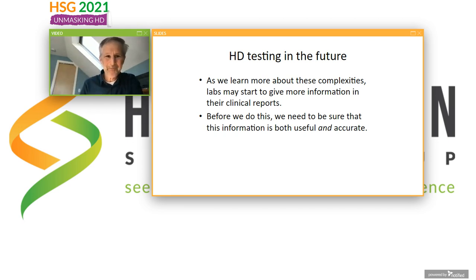So the first question, which was marked as high priority, is, I don't want to do all that counseling stuff. I know about Huntington's disease. Why can't I just go to my primary care doctor to order the predictive test?